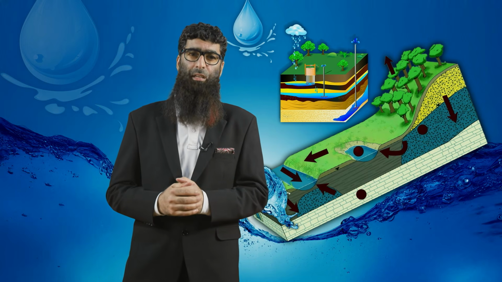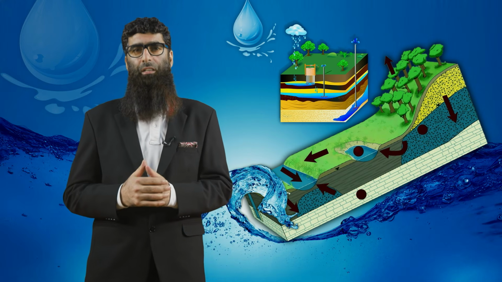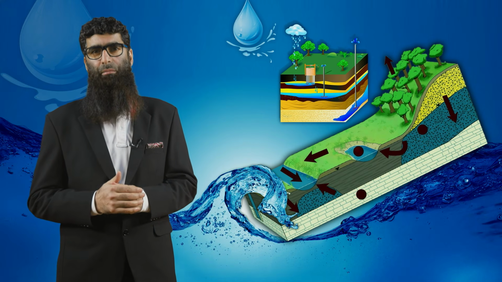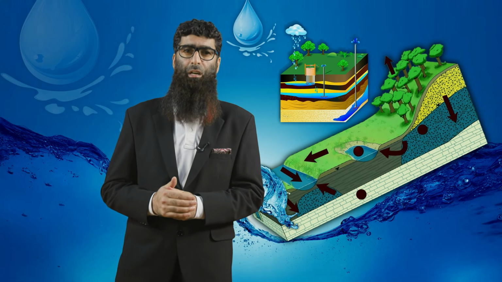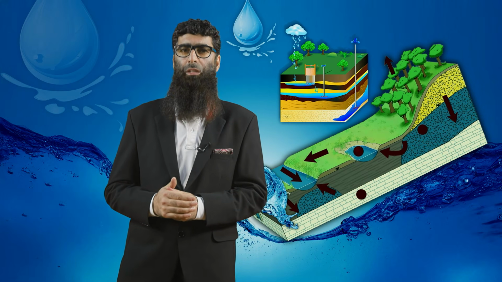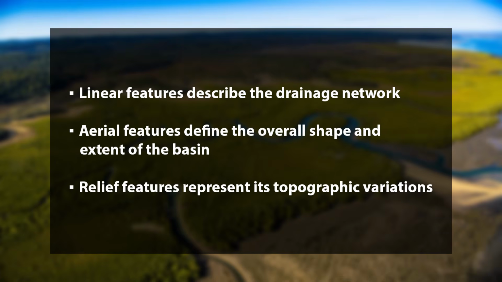Having understood the concept of watershed, the next step is to understand its main characteristics. A watershed is generally characterized by linear, aerial, and relief features, each of which plays a distinct role in controlling hydrological processes. Linear features describe the drainage network, aerial features define the overall shape and extent of the basin, and relief features represent its topographic variations.